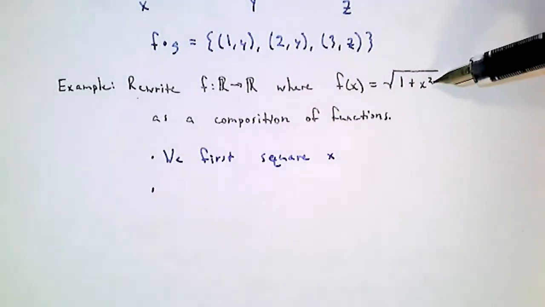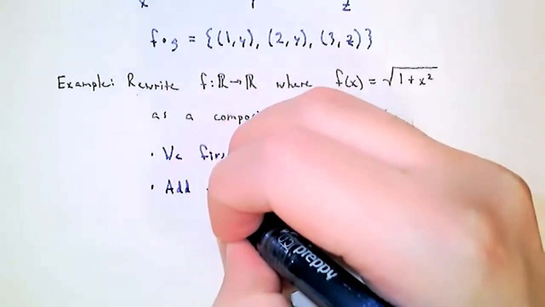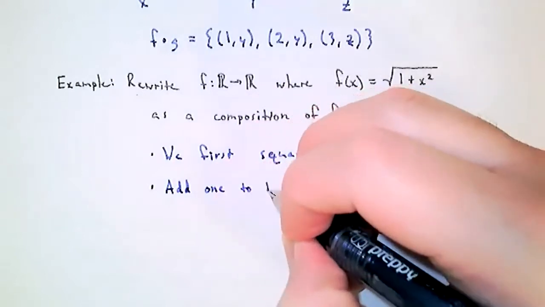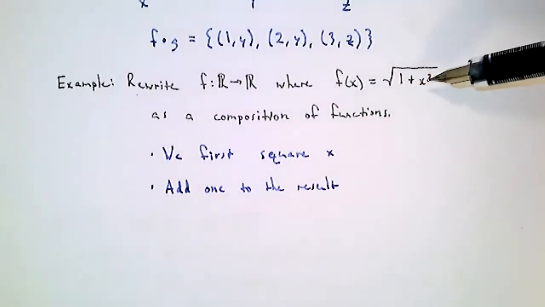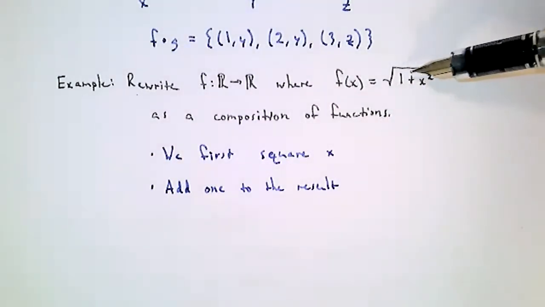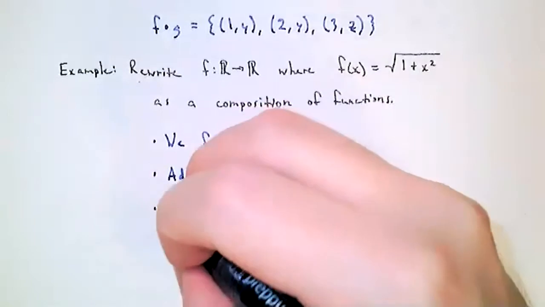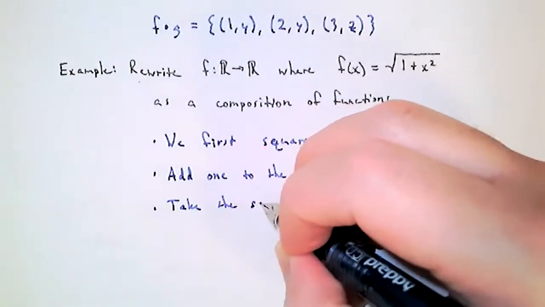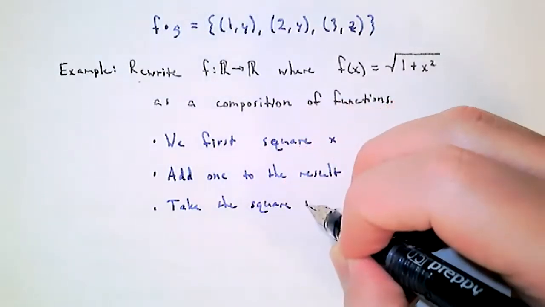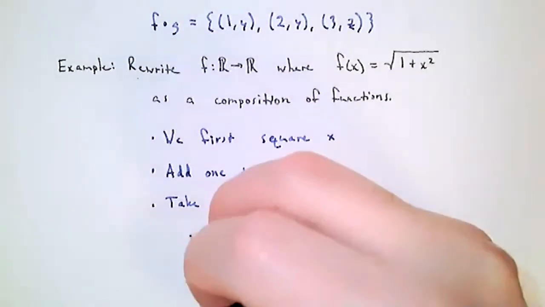So we square x, and then whatever the result is, we're going to add 1. So add 1 to the result, and then we're going to take that value and take the square root of it. So maybe I'll say take the square root of the second result.